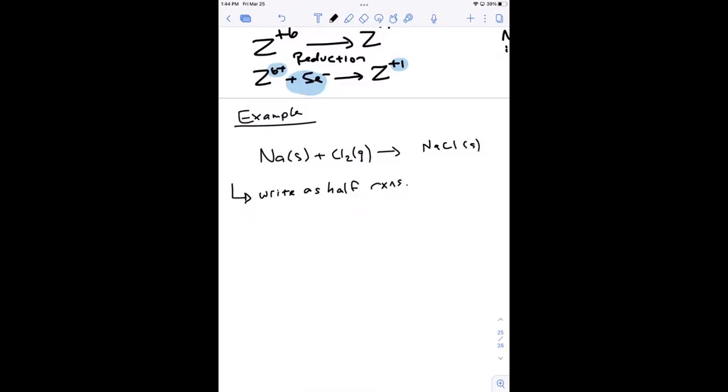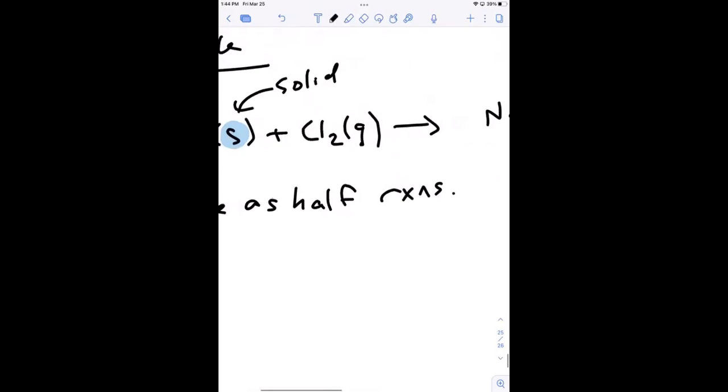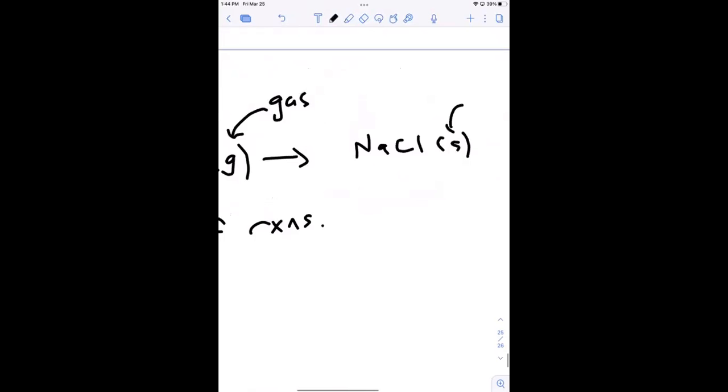Oh, no. That the S is the state. I'm sorry. So that's a solid. That's the state of matter. This is, ooh, that G is horrible. This is a gas. And then over here is a solid. Apologize for that.